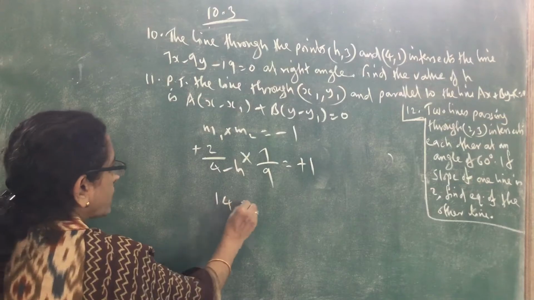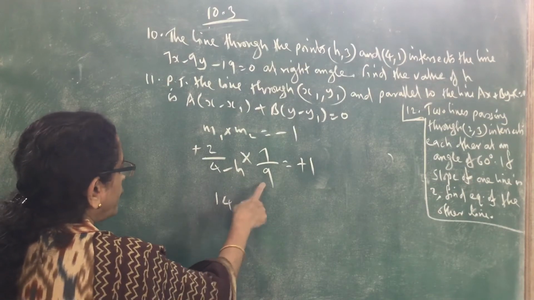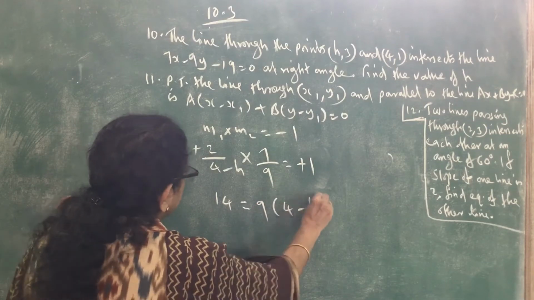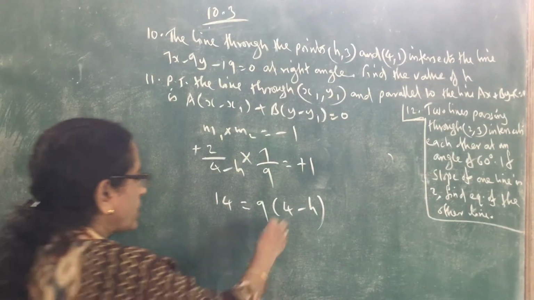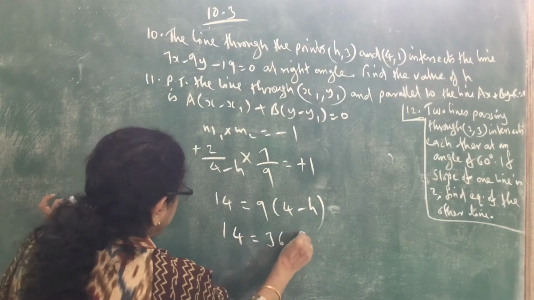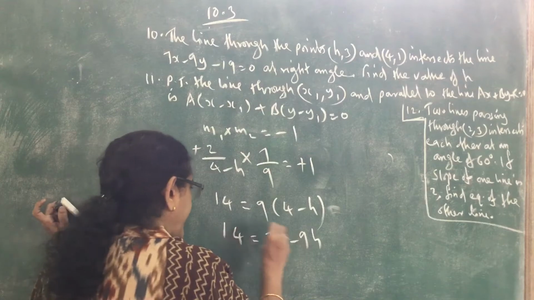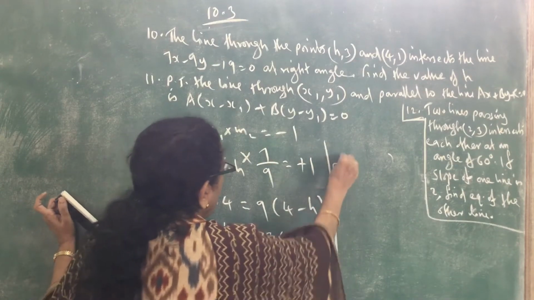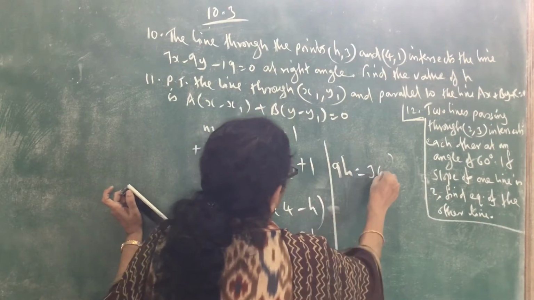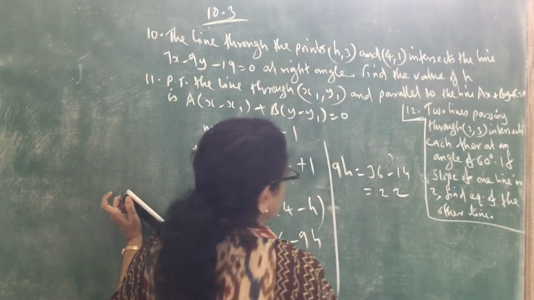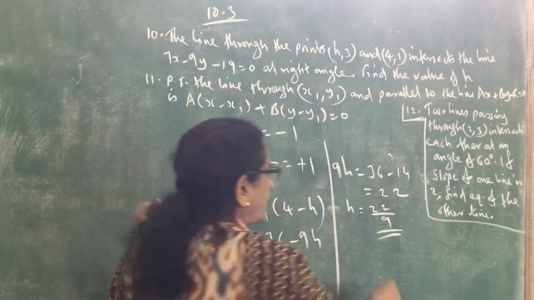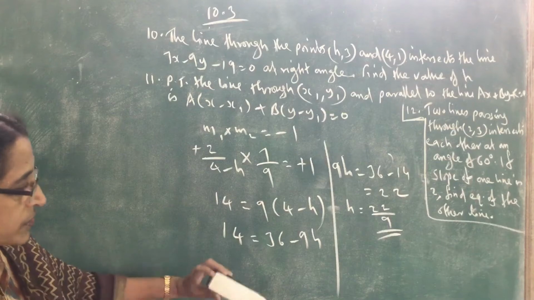So 14 equal to, cross multiply, 9 into 4 minus h. So 14 equal to 36 minus 9h. Therefore 9h equal to 36 minus 14. That is equal to 22. Therefore h equal to 22 by 9. So the value of h is 22 by 9. So we got the value of h.